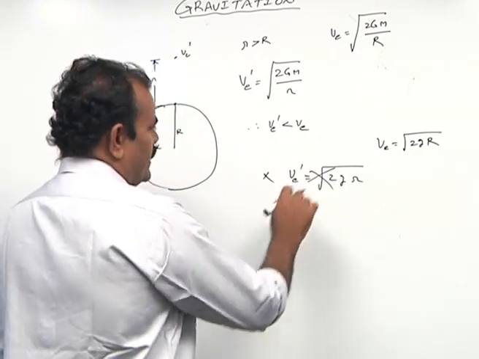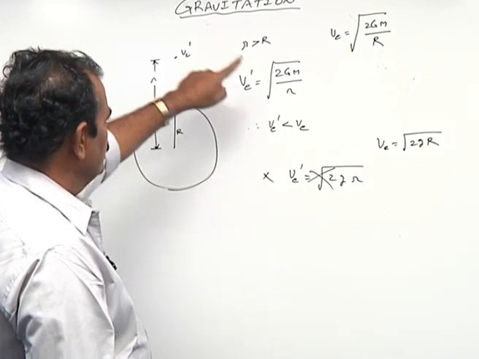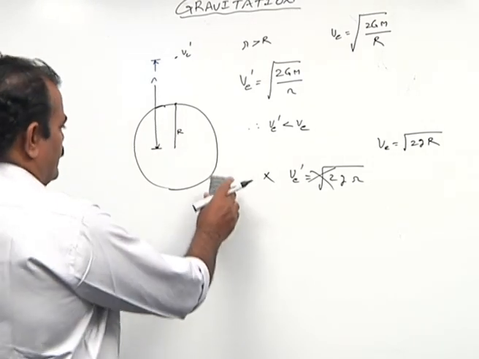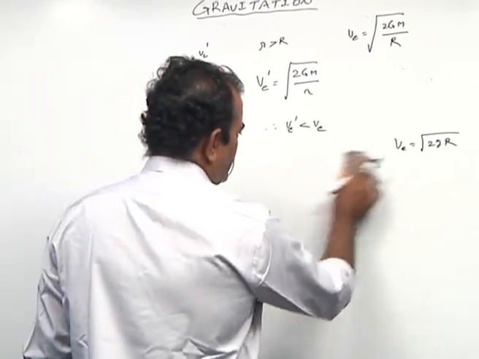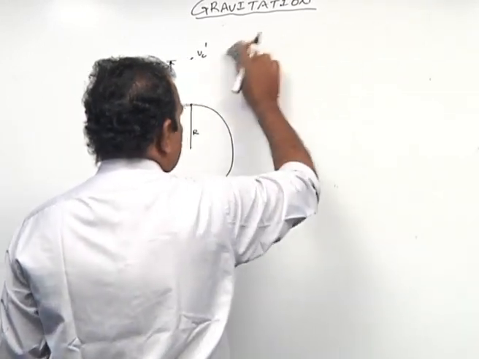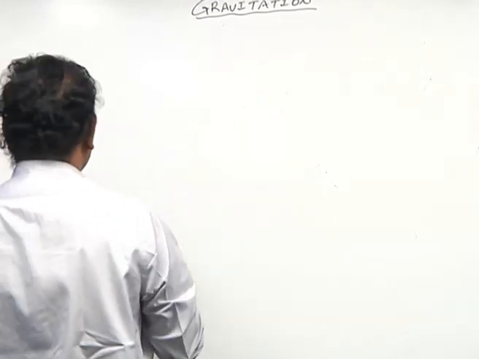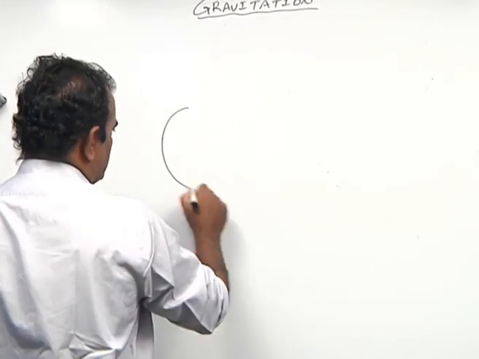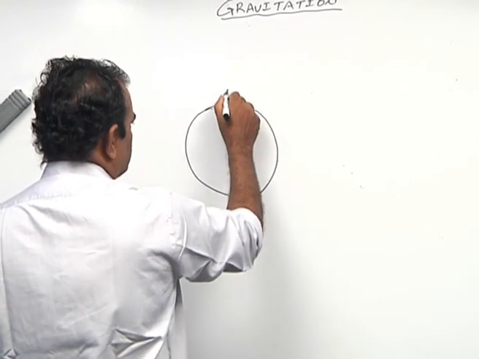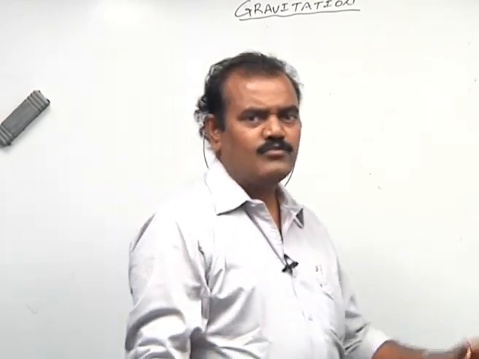So if you want to find the new escape velocity when it is projected from some height like this, you have to apply this formula only: VE dash is equal to square root of 2GM by r. Next, we come to the next case. Suppose a body is projected with a velocity n times the escape velocity, n VE. In that case, on reaching infinity, what would be its velocity?